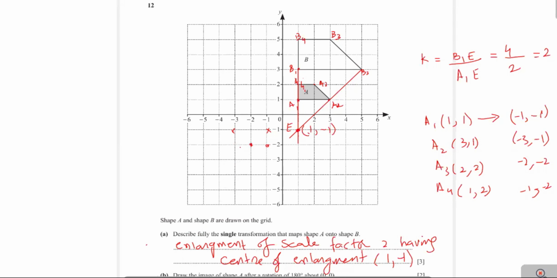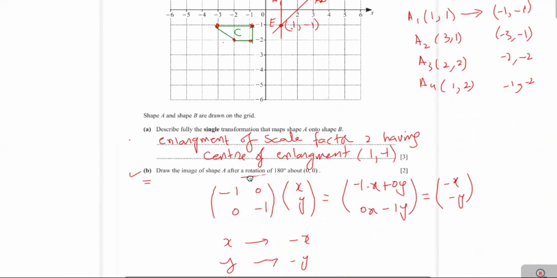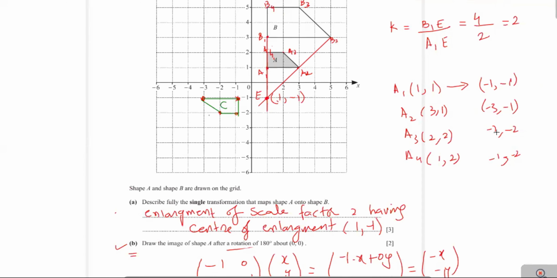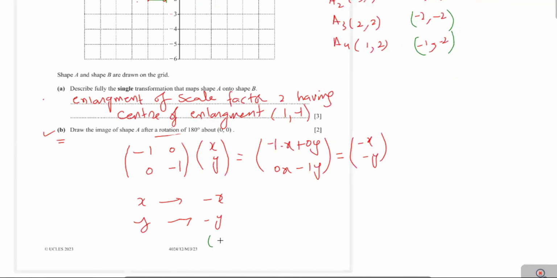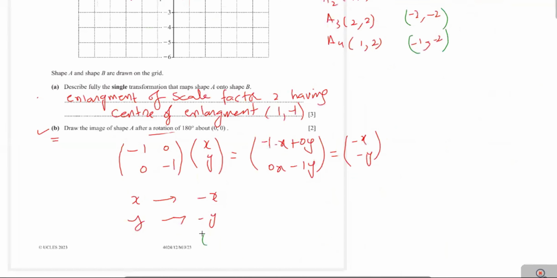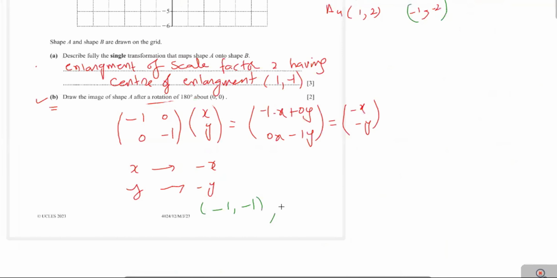We join these points, and when we join these points, we get the rotation of 180 degrees of shape A. This shape we name as C. This is the rotation of shape A by 180 degrees, and these are the coordinates of shape C. Now we write the coordinates: (-1, -1), (-3, -1), (-2, -2), and (-1, -2) are the coordinates of the rotation of 180 degrees about (0, 0).